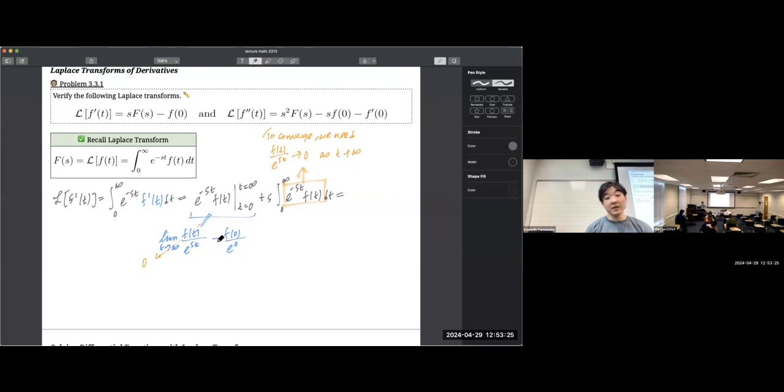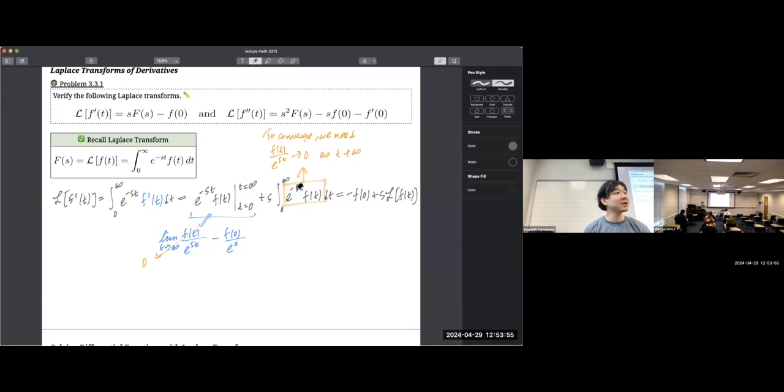So that's gone. You have negative f of 0 over e to the 0, but e to the 0 is 1, so it's negative f of 0. Plus, there's an s in the front here. And what is this integral from 0 to infinity, e to the negative st f of t dt? That is just the same as the Laplace transform of f of t.